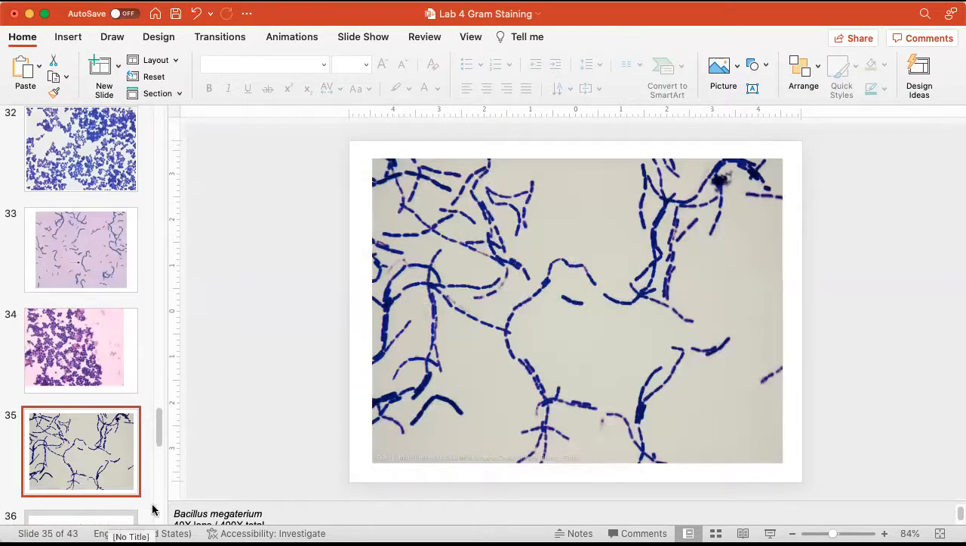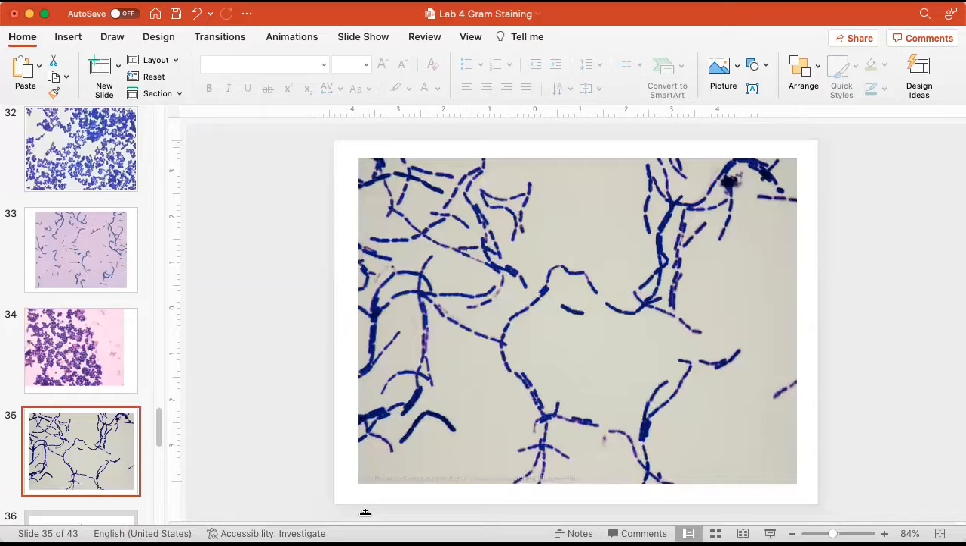All right, here's my next smear. What do you think? Gram positive? Gram negative? What's the cell shape?